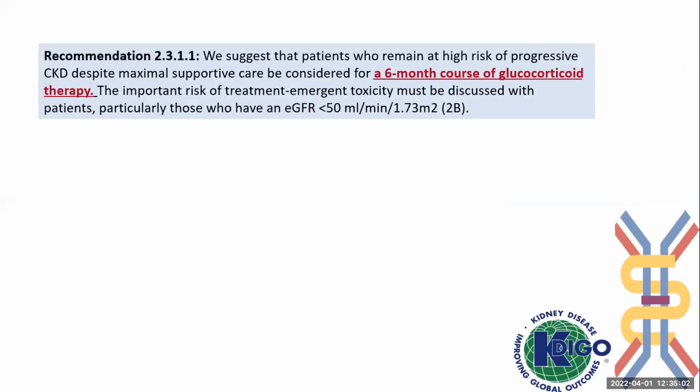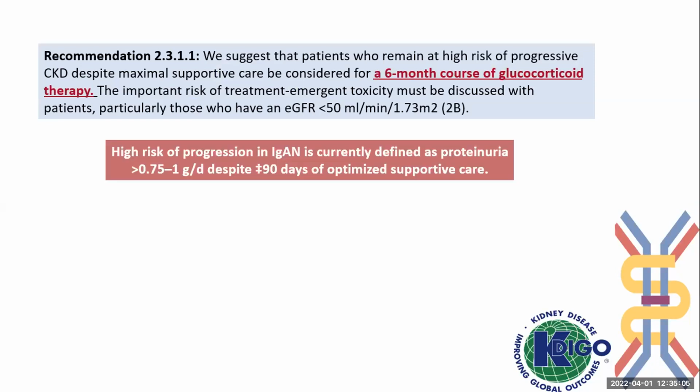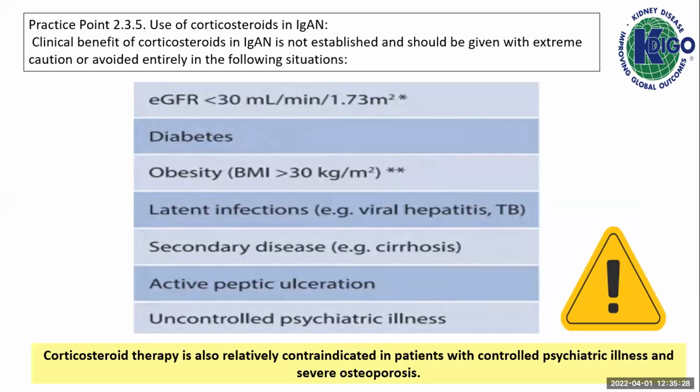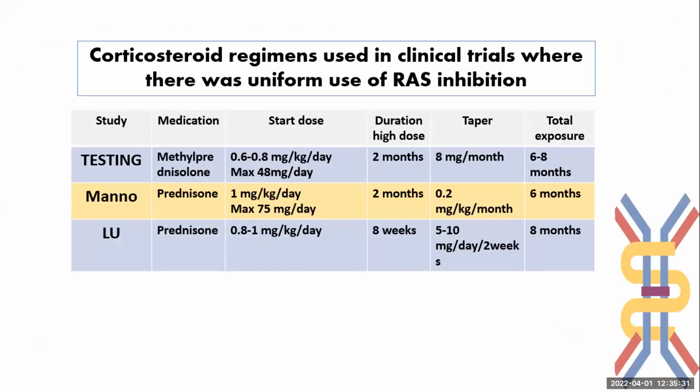Patients at high risk of progressive kidney disease are those with proteinuria exceeding 0.75 to 1 gram per day despite around 90 days of optimized supportive care. Here we can consider a 6-month course of glucocorticoid therapy, excluding those in whom steroids are contraindicated or should be avoided, like those with latent infection, secondary disease, active peptic ulceration, and osteoporosis. The corticosteroid regimen used in clinical trials, either methylprednisolone or prednisone, had a dose ranging from 0.6 milligram per kg per day to 1 milligram per kg per day, with a high-dose duration of around 2 months and a total exposure of 6 to 8 months.